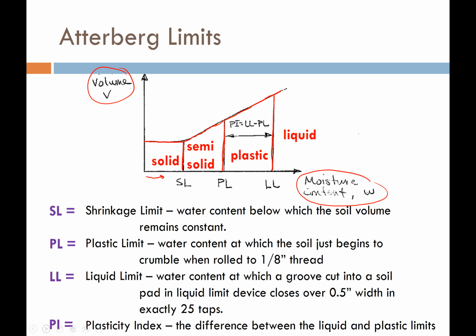And then finally, the plasticity index. It really isn't an Atterberg limit, but it's something that we derive from the Atterberg limits. The plasticity index is simply the liquid limit minus the plastic limit. It's the difference between the two.